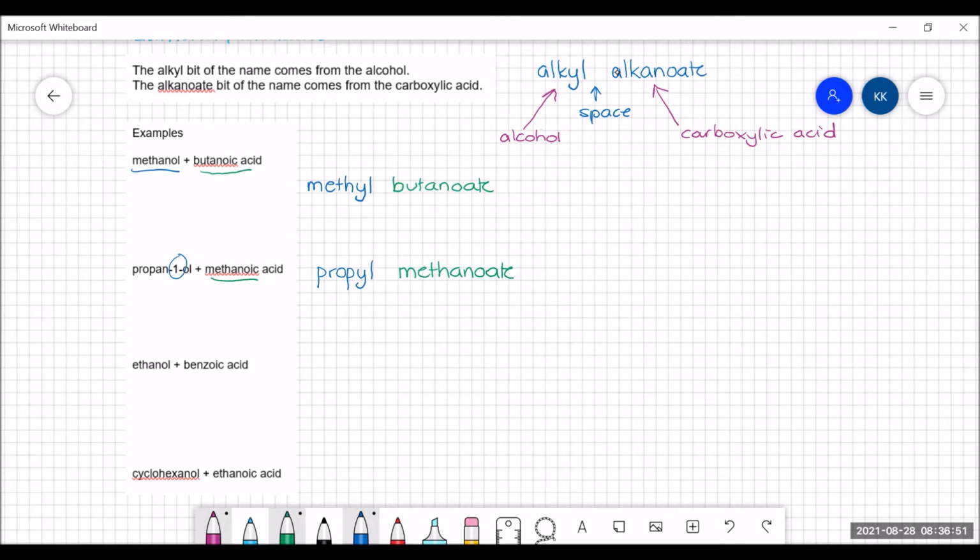Ethanol and benzoic acid. I'm not sure if you've met benzoic acid before. Benzoic acid is just a benzene ring with a carboxylic acid group attached. Makes no difference, however, to the way we name it. Ethanol is going to give us an ethyl group, and the benzoic acid is going to give us benzoate.